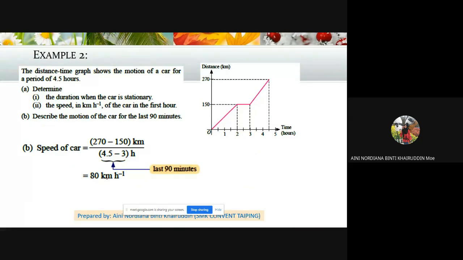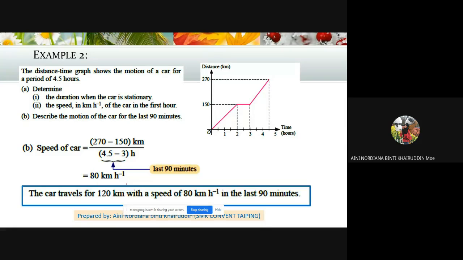So yang ni lah. So apa dia? Cari dulu speed dia. 80 km per hour. So ni dia punya jawapan lah. The car travels for 120 km. Mana dapat ni 120 ni? Minus. 270 minus 150. So maksudnya distance kat sini adalah 120 km. So the car travels for 120 km with a speed of 80 km per hour in the last 90 minutes. Kena tulis ayat macam ni sebab soalan suruh describe.